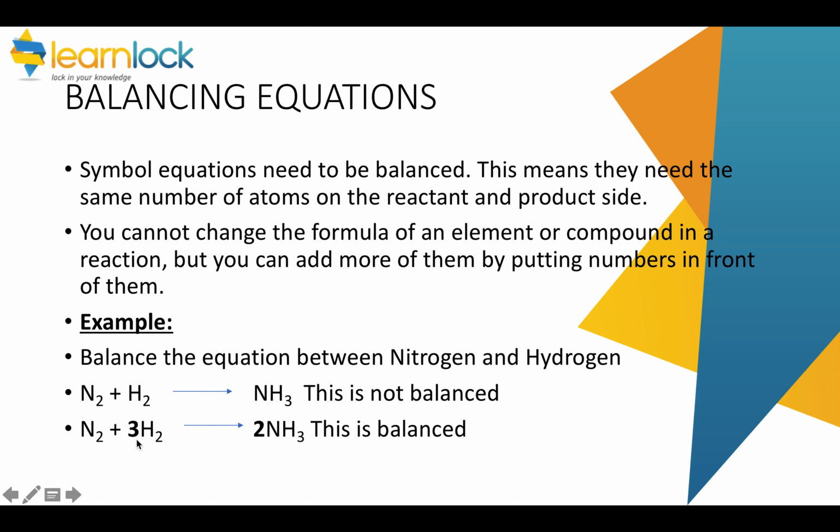If you put the number 3 in front of hydrogen and the number 2 in front of ammonia, you've now got 3 times 2, so 6 hydrogens, and then 2 times 3, you've got 6 hydrogens here. You've got 2 nitrogens here, 2 nitrogens here. Remember, the number in front multiplies the number of atoms. So this is now balanced.